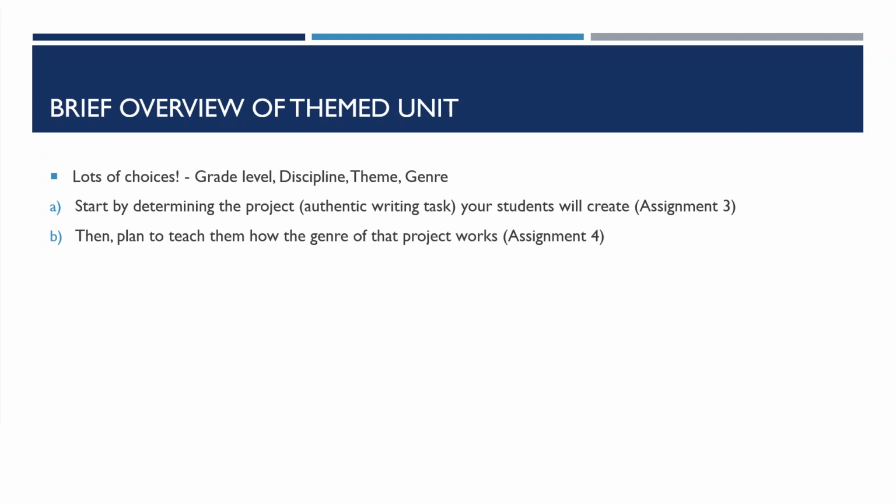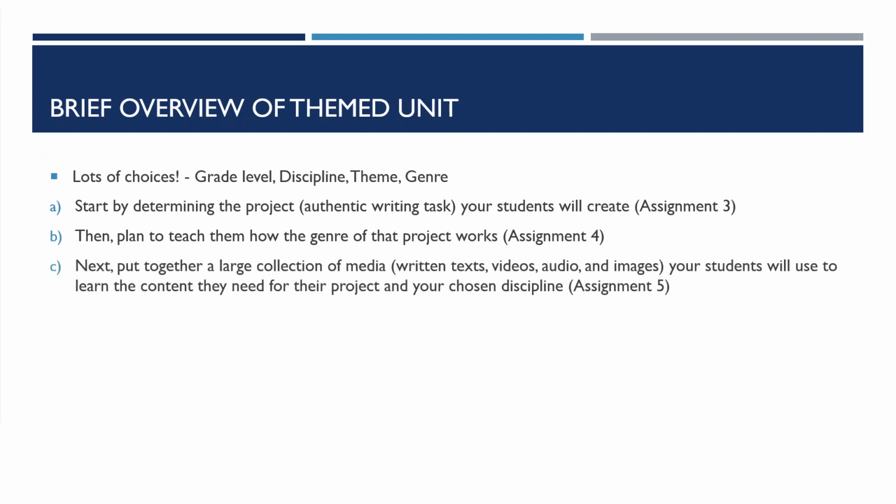Then you're going to plan to teach them how the genre of that project works. So for example, if you have them writing an informational article for the local newspaper, that would be an authentic writing task, then this assignment 4, which is called the genre instruction task, you have to teach them how informational text works, so they understand how that genre works so that they can create that article.